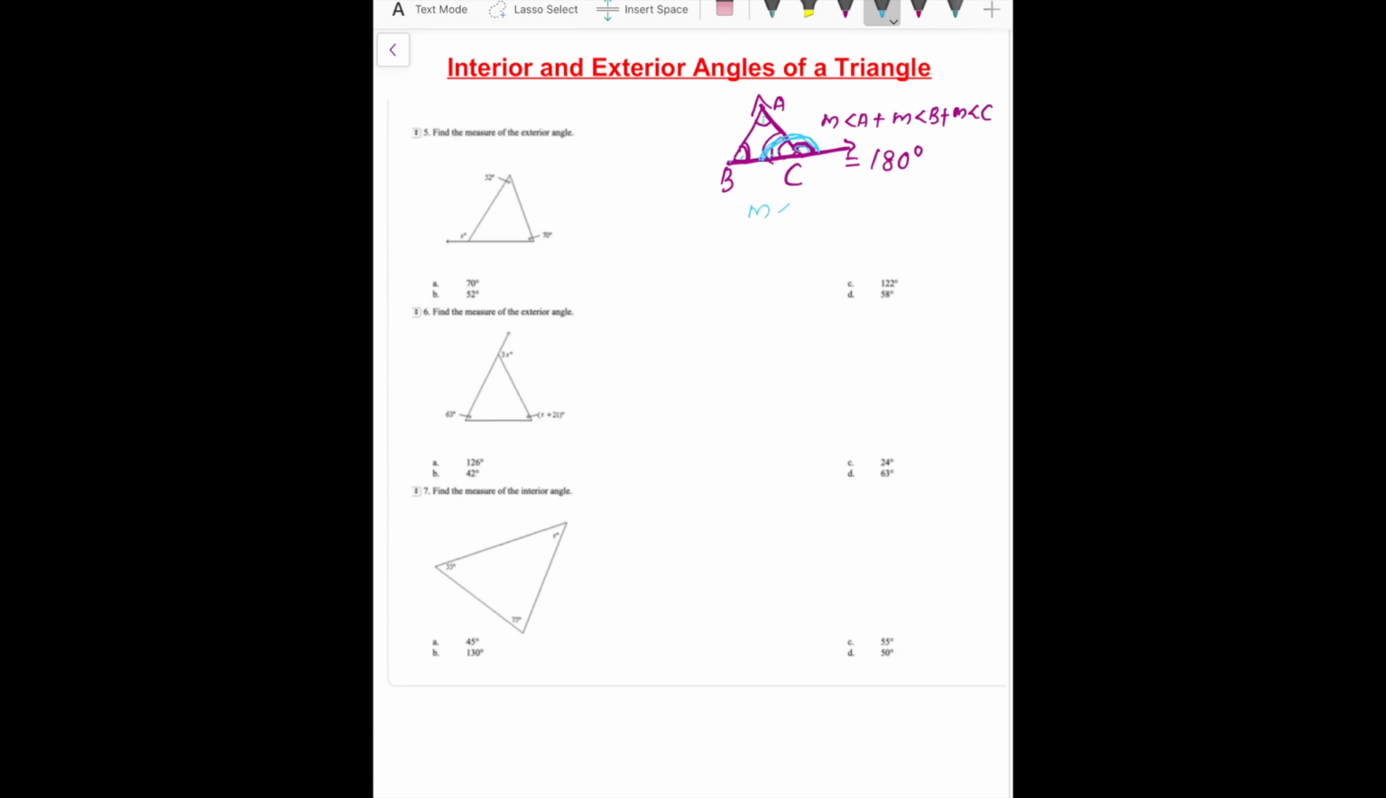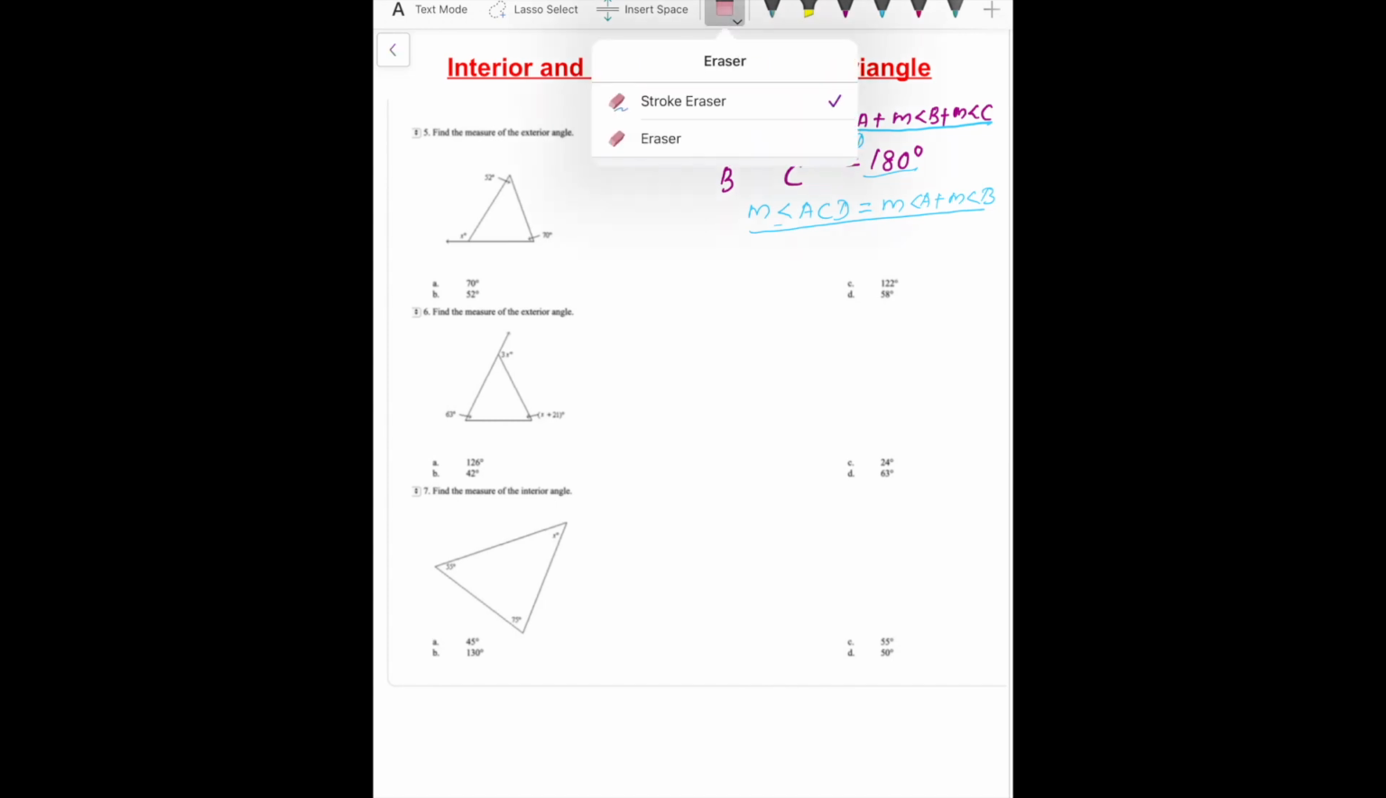So that means, let's say this is D, the measurement of angle ACD is equal to the measurement of angle A plus the measurement of angle B. Or you can just find the measurement of angle C and subtract that from 180 degrees also. This is called the exterior angle theorem in a triangle, and this is the triangle angle sum theorem, because the sum of the 3 angles is equal to 180 degrees. Now let's try some problems.